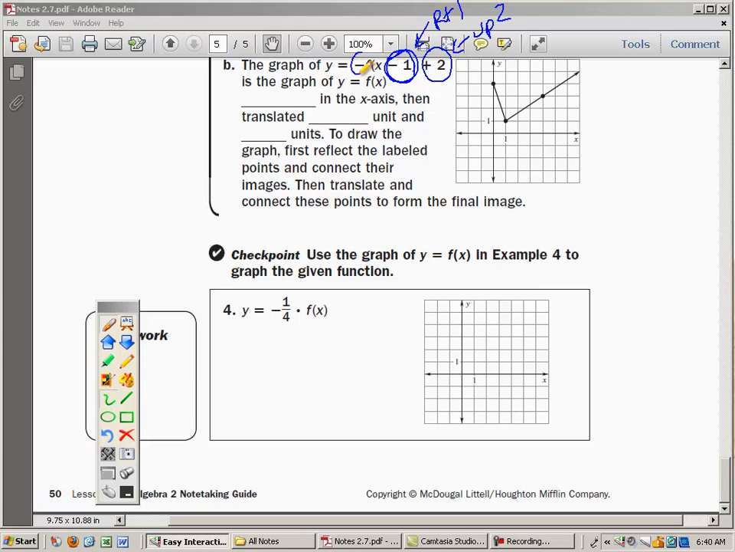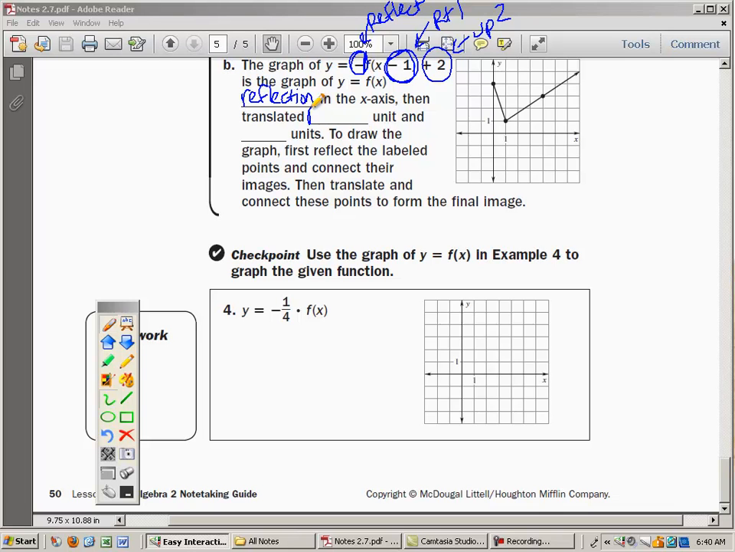This leading coefficient here of negative, that's a negative 1 here, right? That is simply going to be a reflection across the x-axis. All right, so we've got a whole bunch of different stuff here. Let's deal with that negative first. It says this graph is a reflection in the x-axis. Okay, so we're going to reflect it across the x-axis.